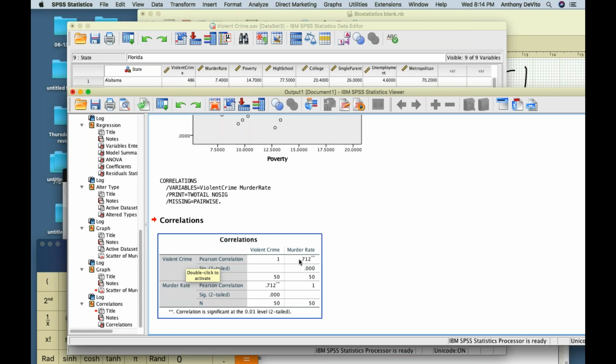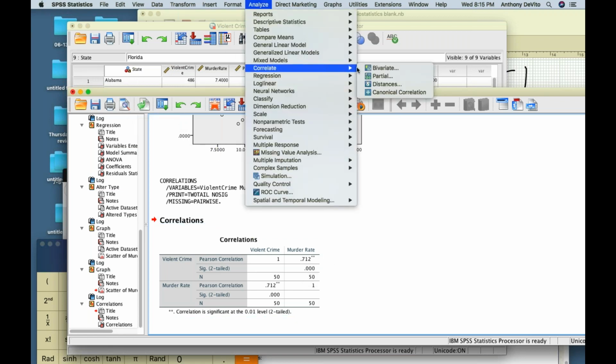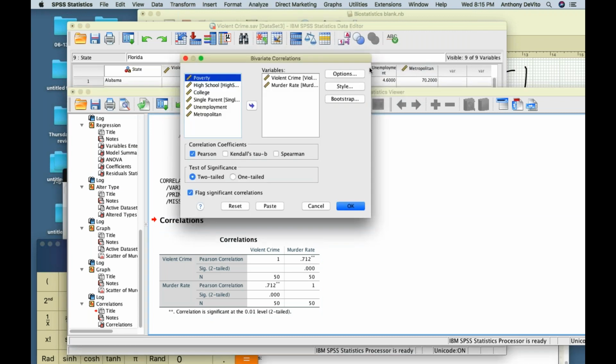Can we say that it may not be 0.71? Maybe it's a little bit different than 0.71. It just happens to be for this sample for this year. It's that strong an association. Excuse me? Oh my goodness, you're right. Analyze, Correlation. That probably one was right next to the other, and I took it by mistake.